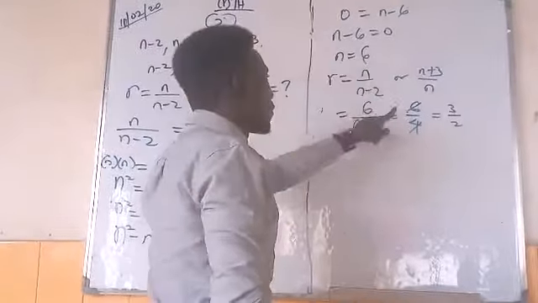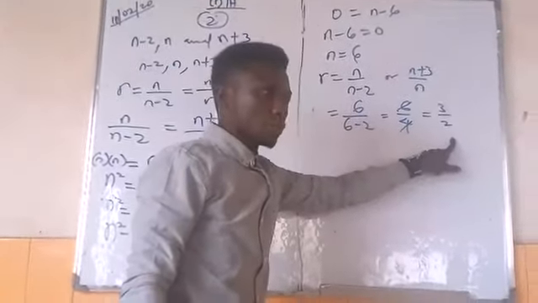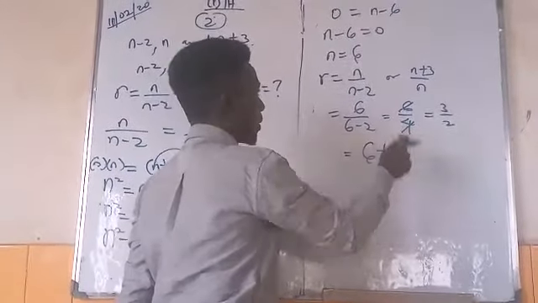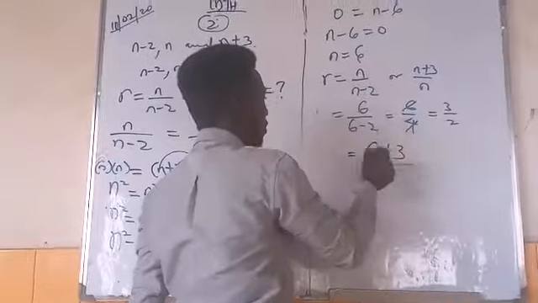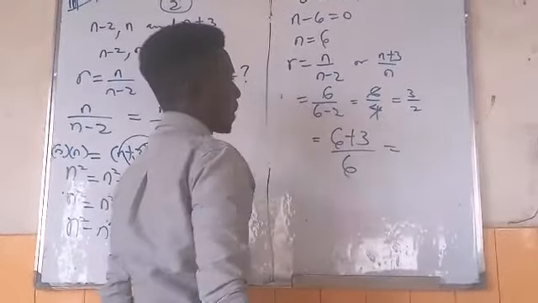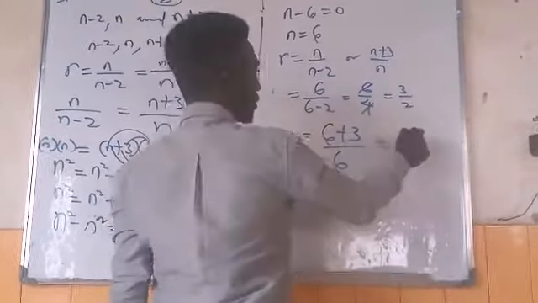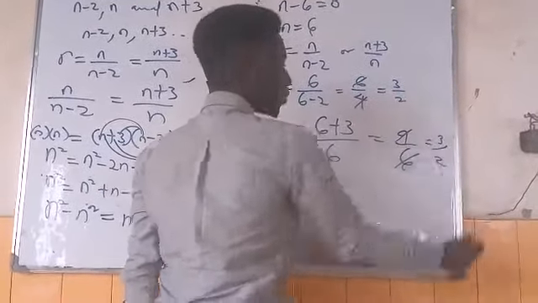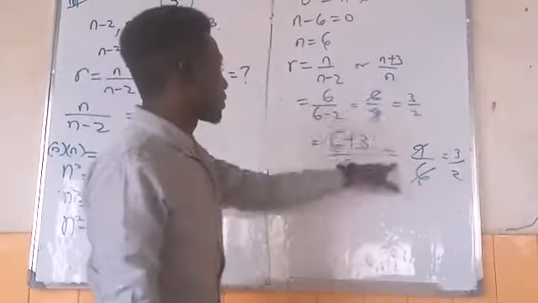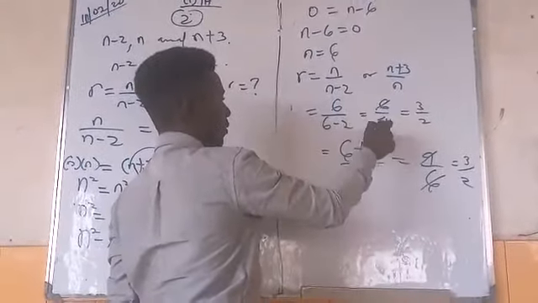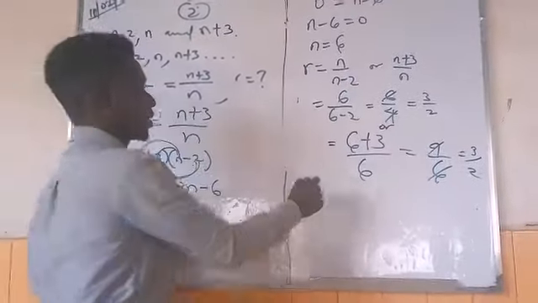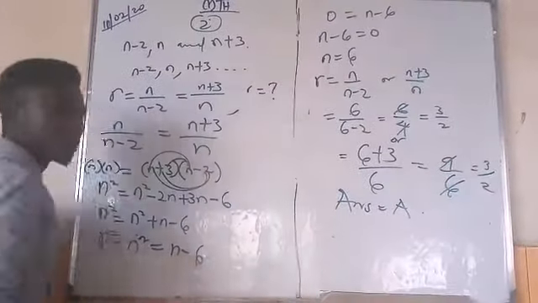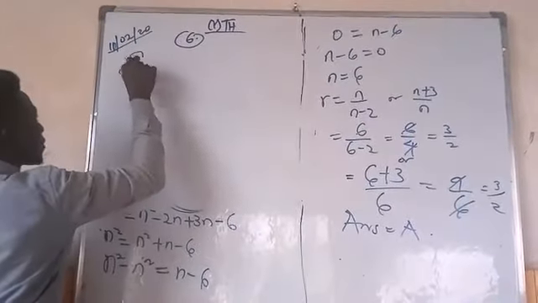Alright? Even if you try this, you should get 3 over what? 2. Hello? That is 6 plus what? 3. n equals 6. And divided by what? 6. And that's what? 3 plus 6. 9. So you have 9 over what? 6. 3 here. 3 here. Do you understand? So that is it. So what's the answer now? So that's it.